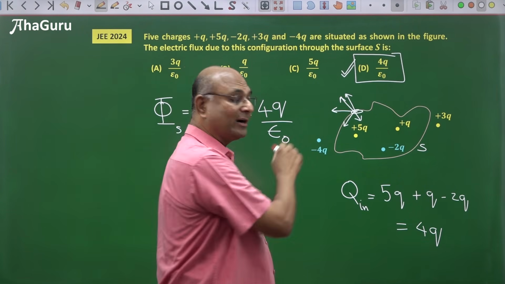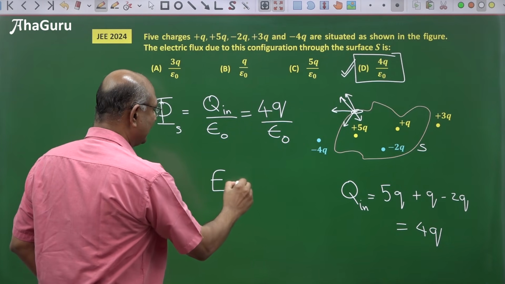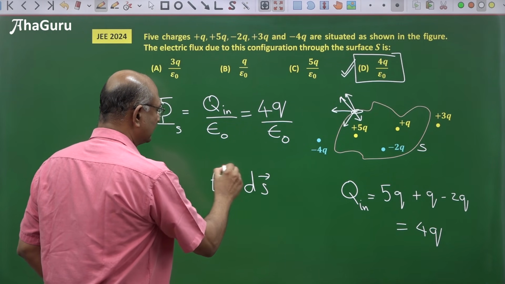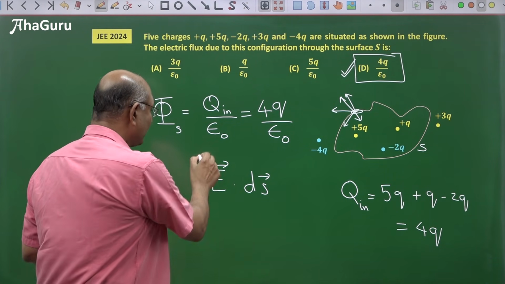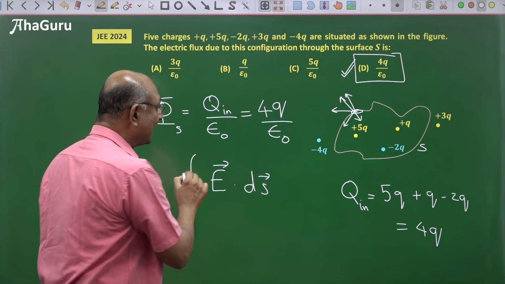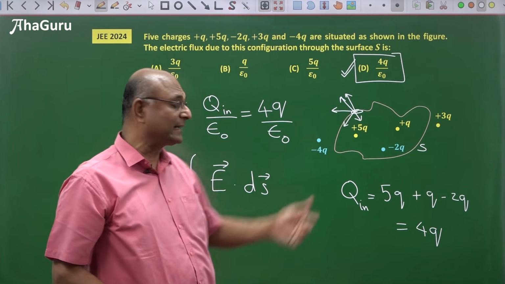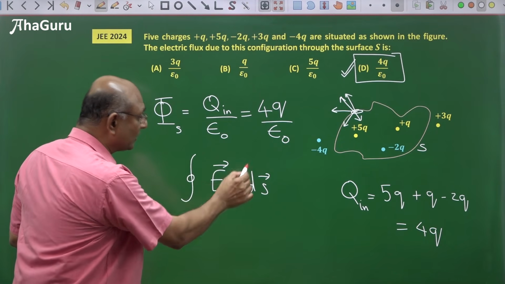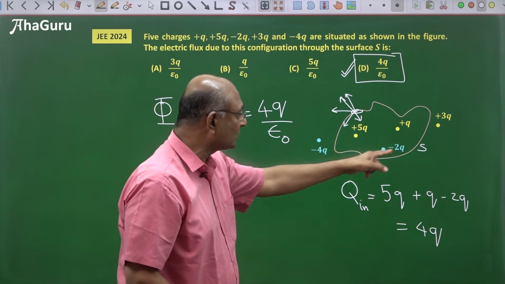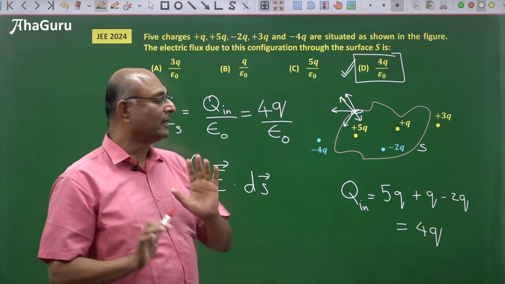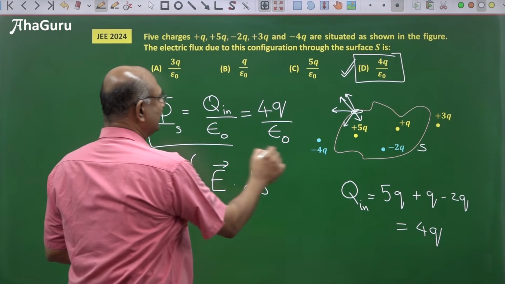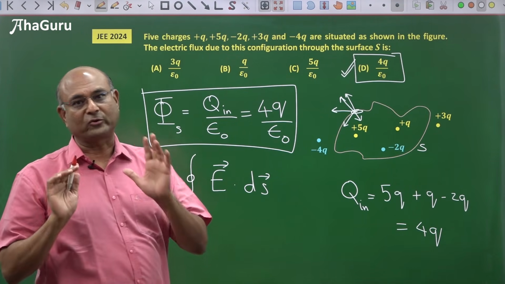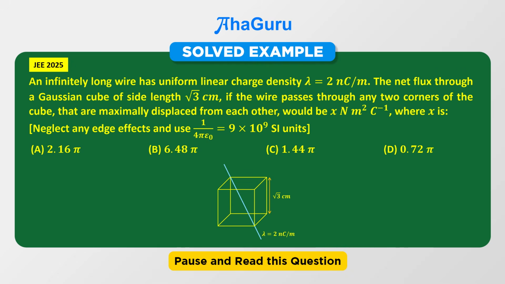But if you take E dot ds, this is the flux, right? If you do an integral of this over the entire surface, then this only depends on the total charge inside. Okay, keep that in mind, and from that we can easily get the answer to this question, 4q by epsilon naught.